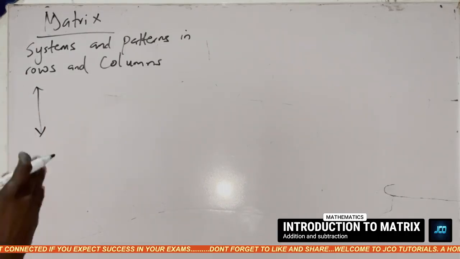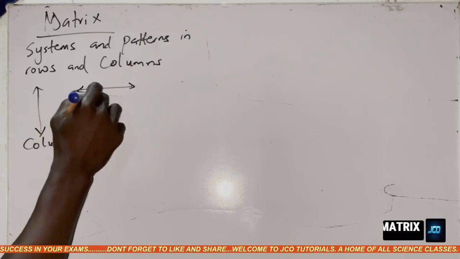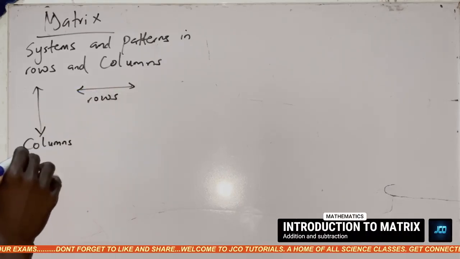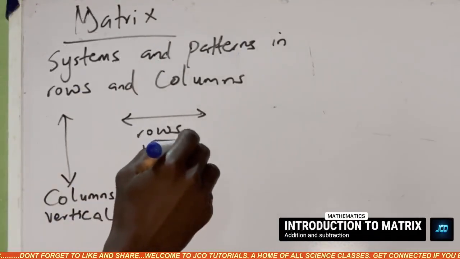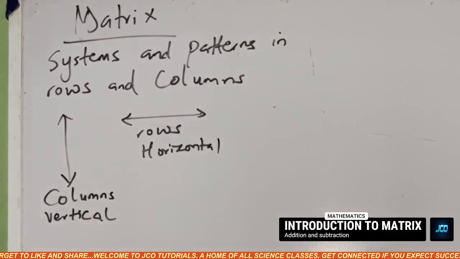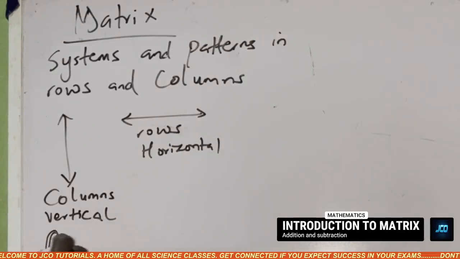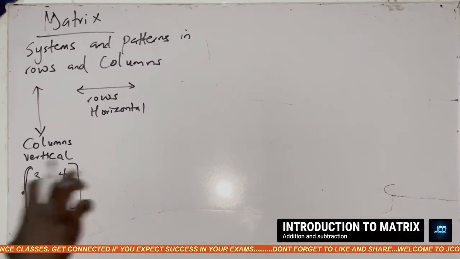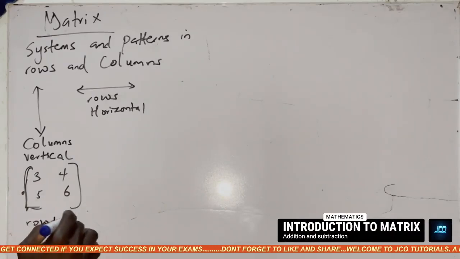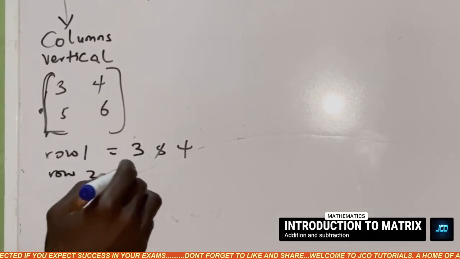So you could have numbers like this. They are called columns. Numbers in this format are called rows. So columns are what? Vertical, and rows are horizontal. I'll give an example. Let's say we have 3, 4, 5, 6. So if you watch here, row 1 is 3 and 4. Row 2 is 5 and 6.